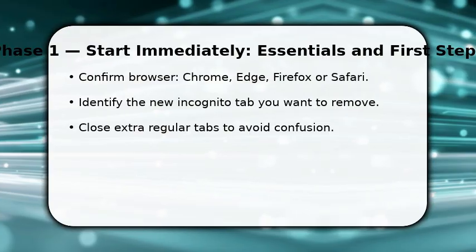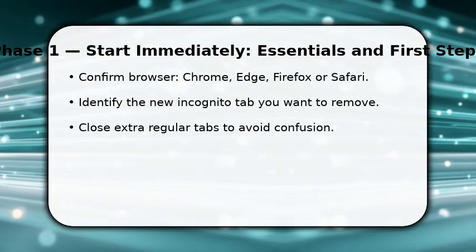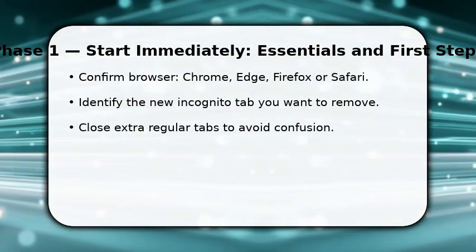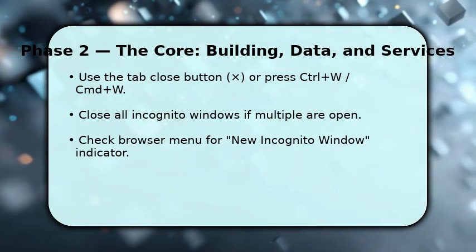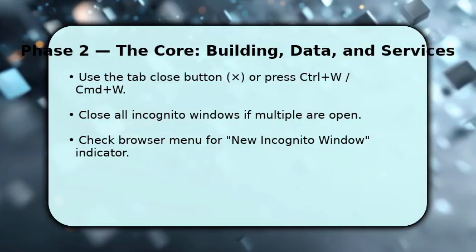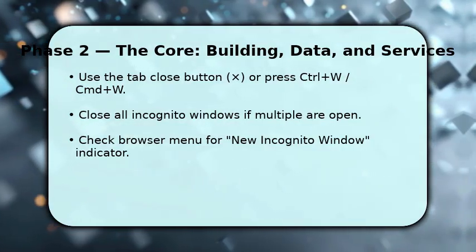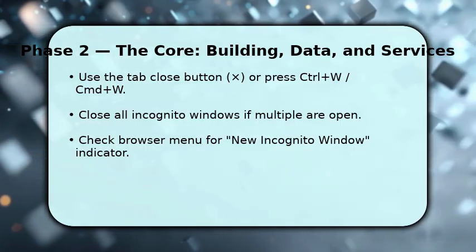Now move your cursor to the tab strip and prepare to act. You'll either close the single incognito tab or end the whole private session, depending on your goal. You now close the incognito tab directly. Click the small times on the tab, or press Ctrl+W on Windows/Linux or CMD+W on Mac OS. That closes the active tab immediately.